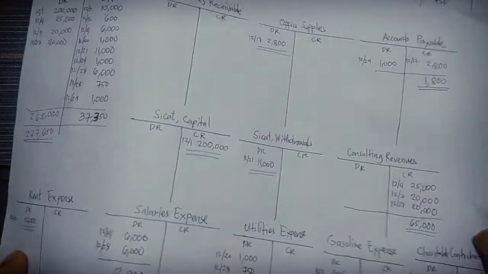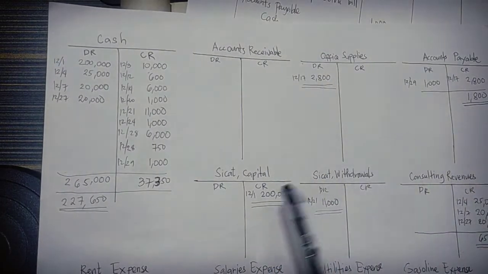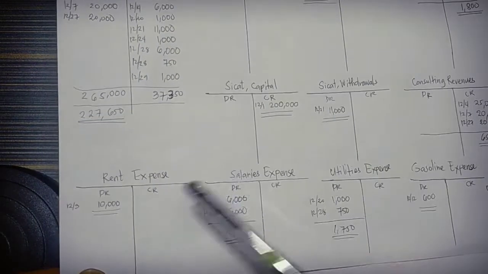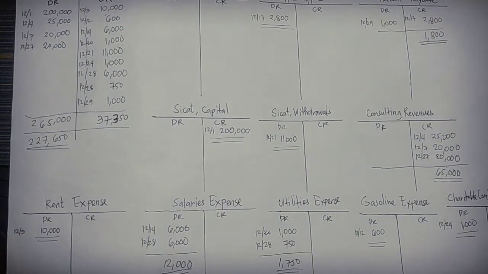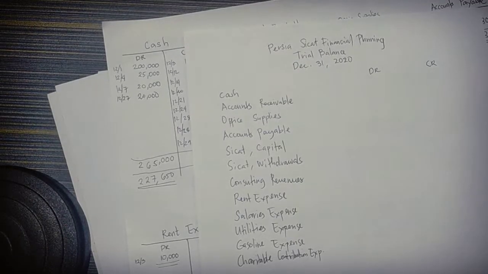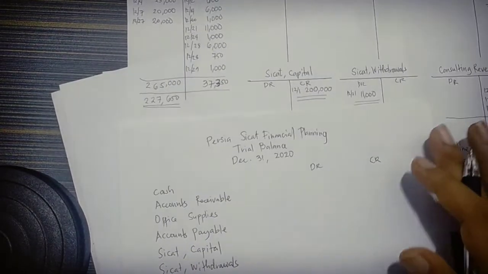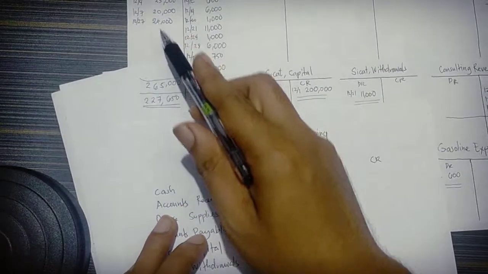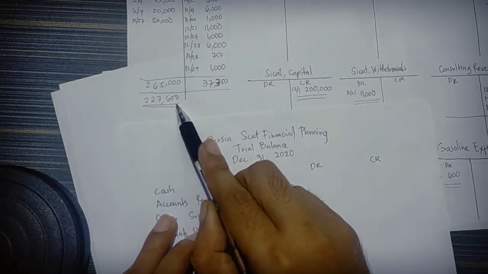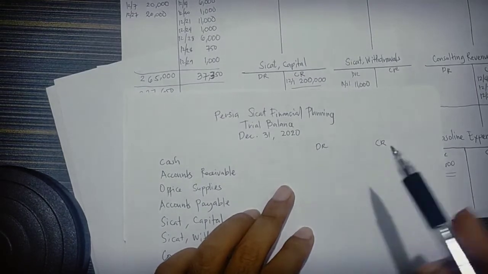Now, after this, meron na tayong mga balances. I-reflect na natin to doon sa ating trial balance to know if nag-balance ba ang ating mga transactions. Okay? Okay, so now let us reflect the amounts on the balances of each T accounts. So sa cash, we have debit, 227,650. So, sa trial balance, ilalagay natin siya dito sa debit side.